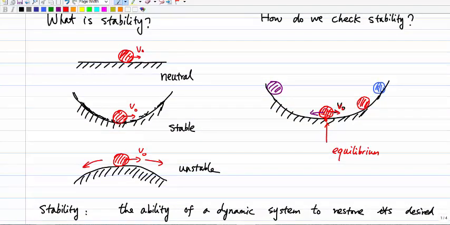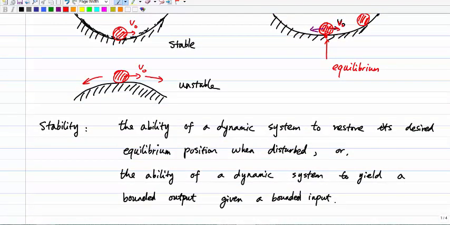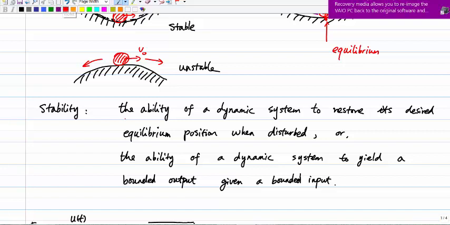Before talking about how we check stability, let's talk about the definition of stability. It's a little bit long, but I'm going to read it. Stability is the ability of a dynamic system to restore its desired equilibrium position when disturbed, or the ability of a dynamic system to yield a bounded output given a bounded input. So it actually talks about two different things.